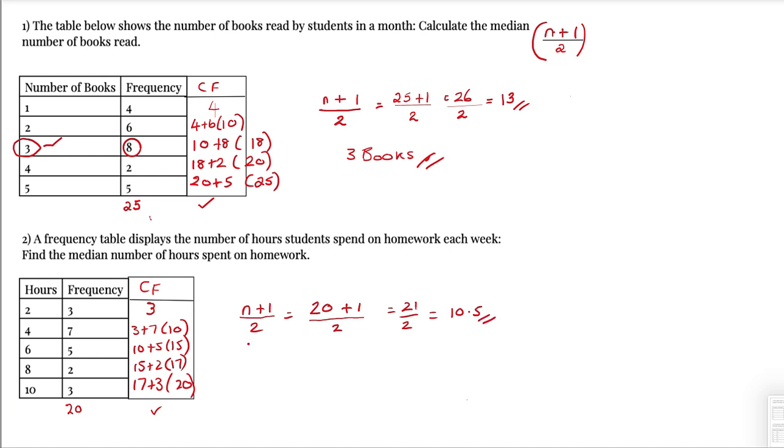So let's look. 10.5, which is the closest to 10.5 here? Well, the biggest number we've got is 7. So the answer to this question, the median number of hours spent on homework, is 4.